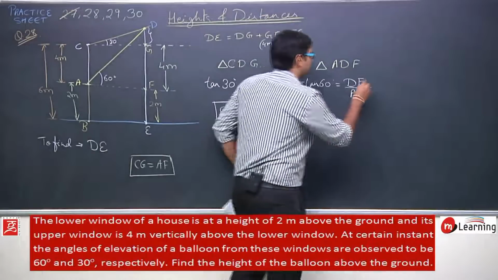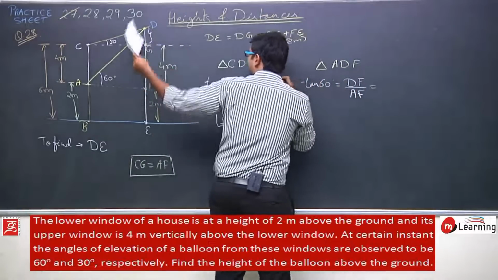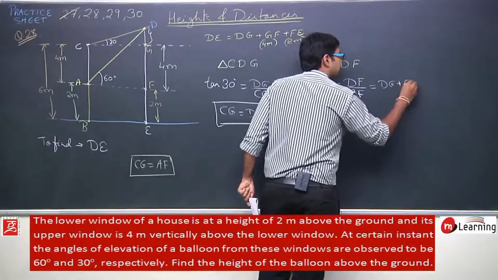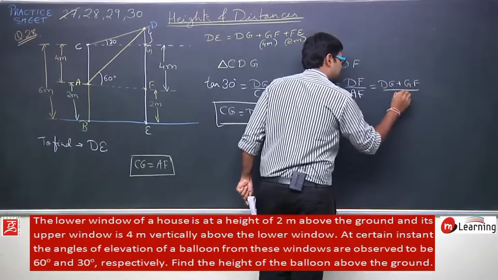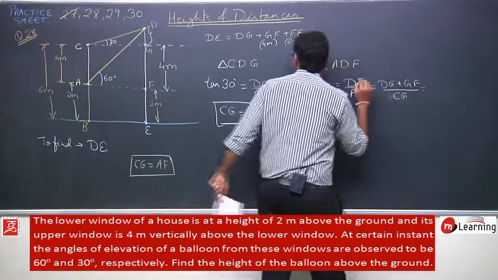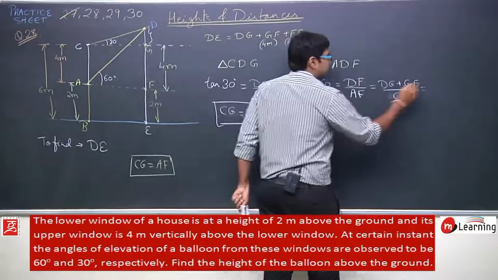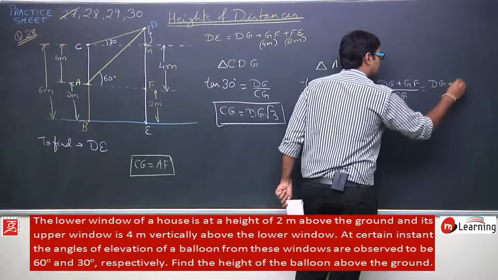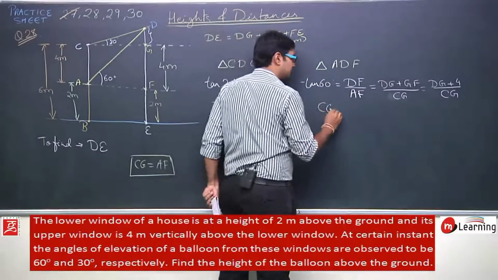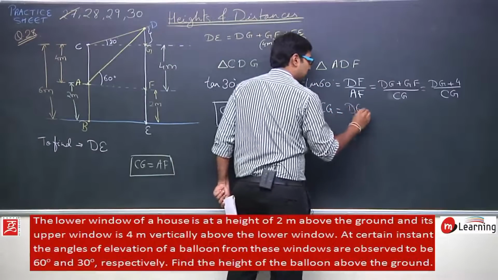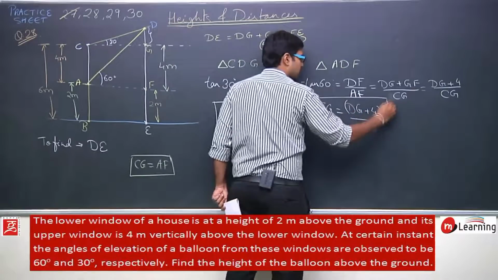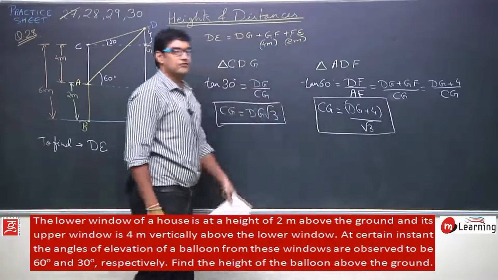And what is DF? In place of DF I can write DG plus FG. So this is DG plus GF upon AF as it is, or in place of AF I can write CG. So what is GF? GF is 4 meters. So I can write DG plus 4 upon CG. So from here I will get the value of CG is equal to DG plus 4 upon root 3. Okay, this is the value of CG.